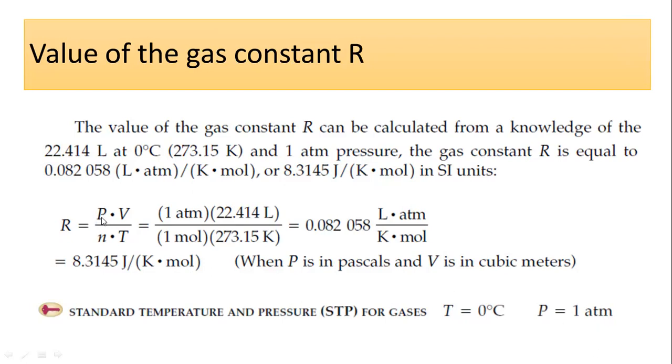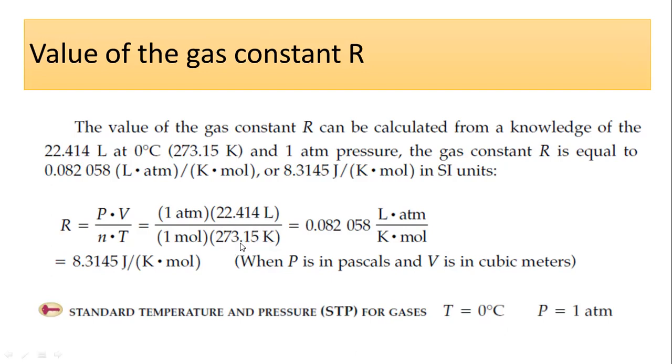When pressure is 1 atmosphere, 1 mole of the gas has a volume equal to 22.414 liters. So this is also the standard volume of a gas at the standard conditions. So 1 atmosphere, 22.414 liters, and this is 1 mole, and temperature is 273.15 because it is 0 degrees centigrade. You have to convert the 0 degrees centigrade to Kelvin by adding 273 to it, so it will be 273.15.